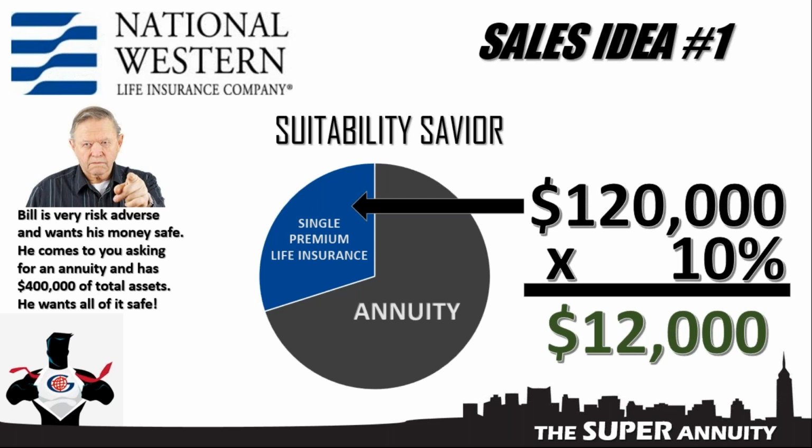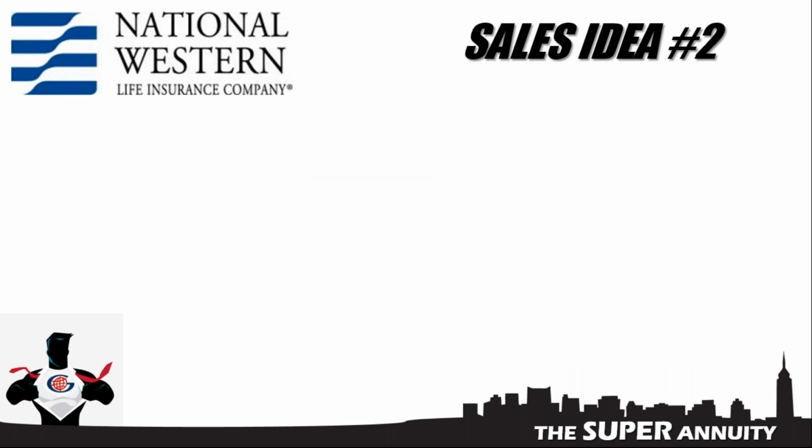versus sending them to the bank to buy a CD or having the money stay in savings or sending them to the investment guy that you work with. We can give the clients what they need, and there are a lot of Bills out there. There are a lot of people that just want safety, and they love the indexed annuity concept. And now we can offer them something that's just like an annuity, basically is an annuity, but they get all these nice additional benefits along with it. So that's sales idea number one. Let's look at number two.